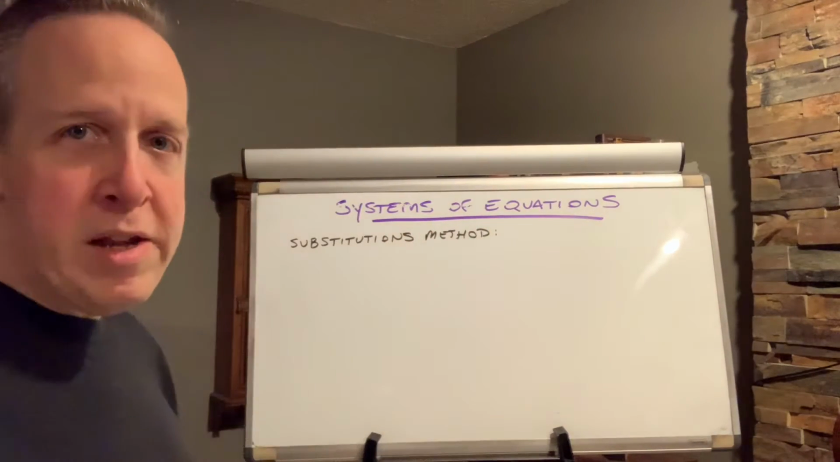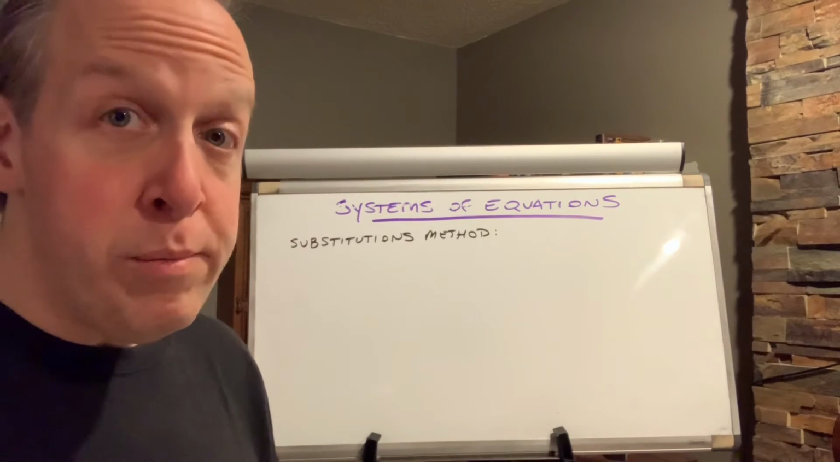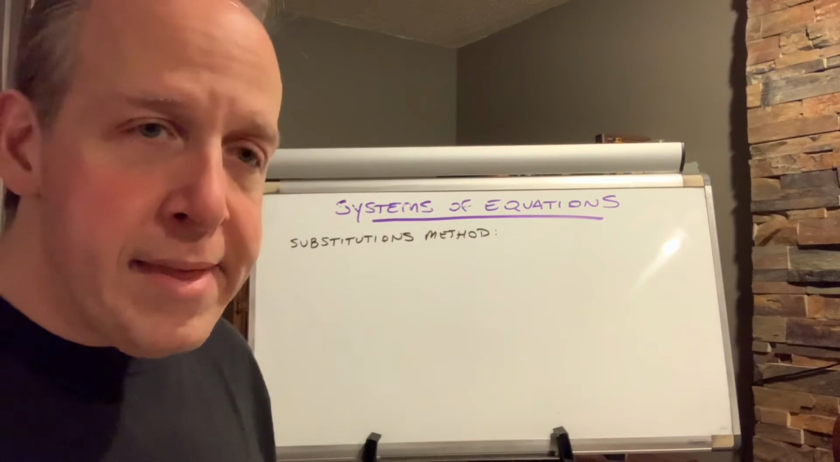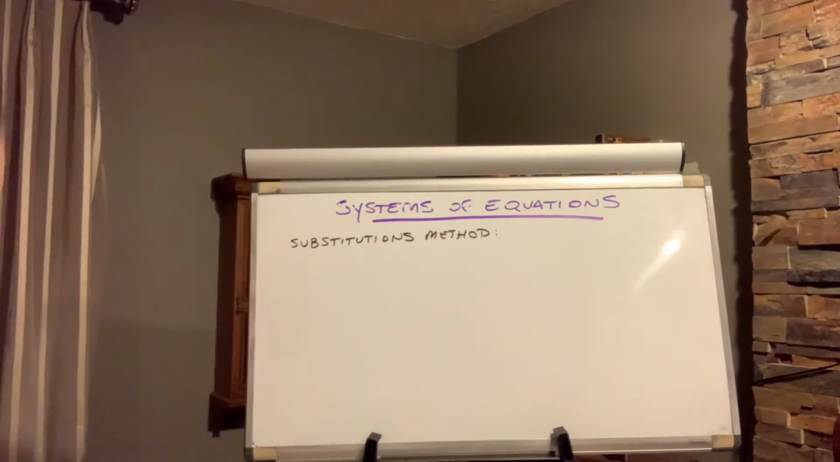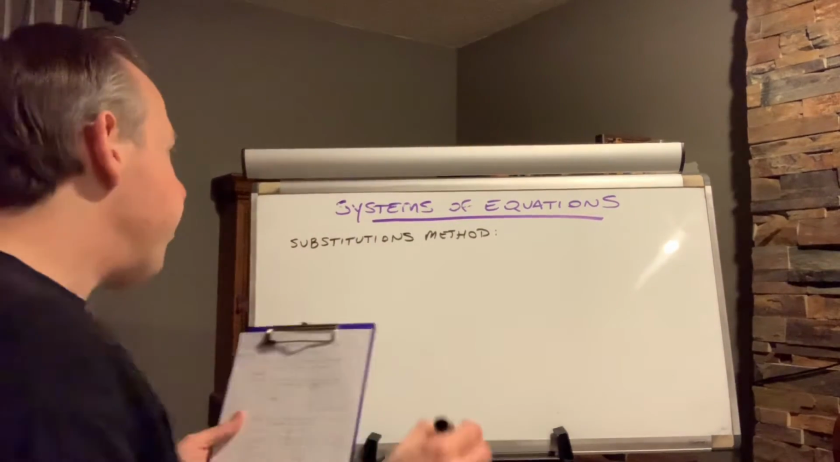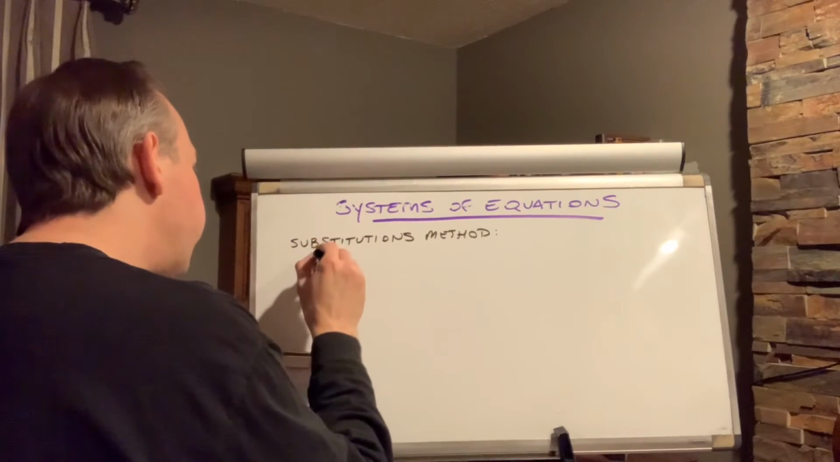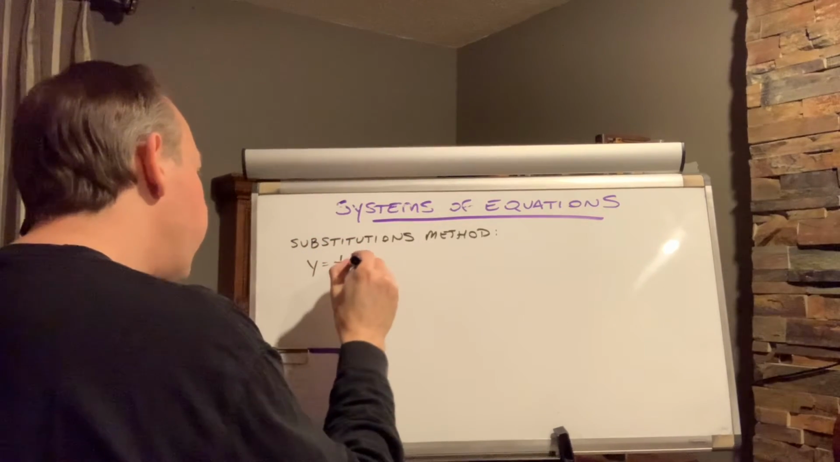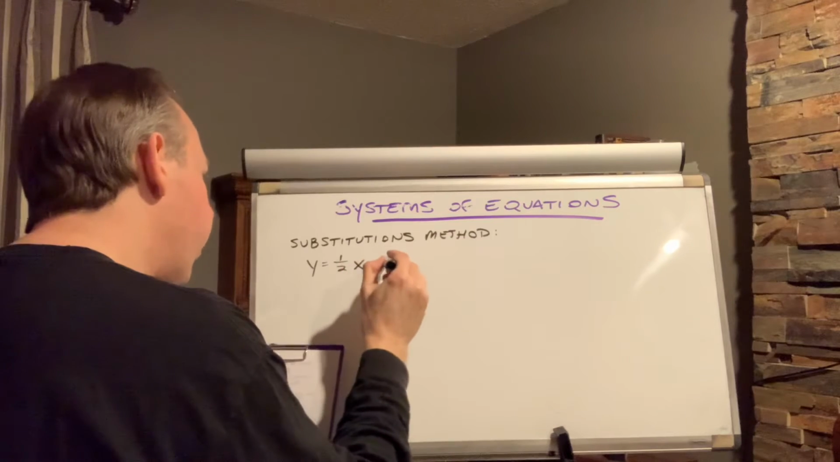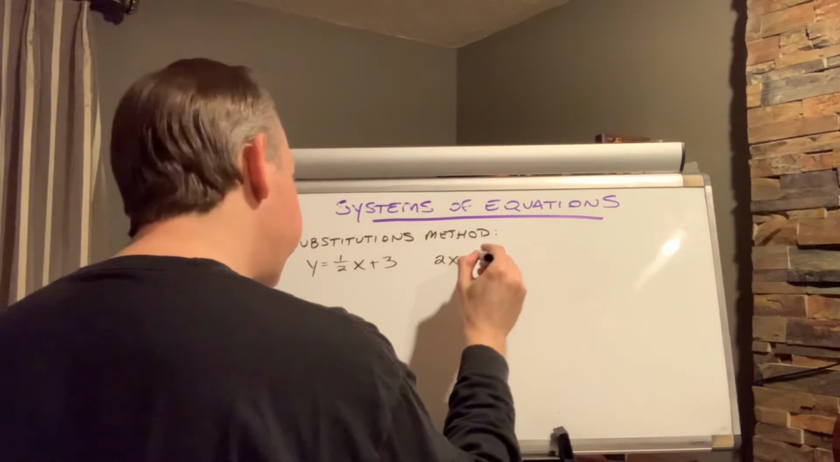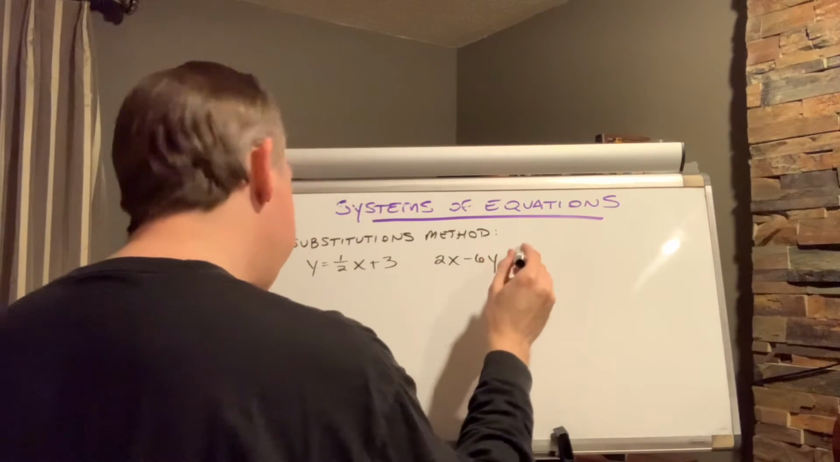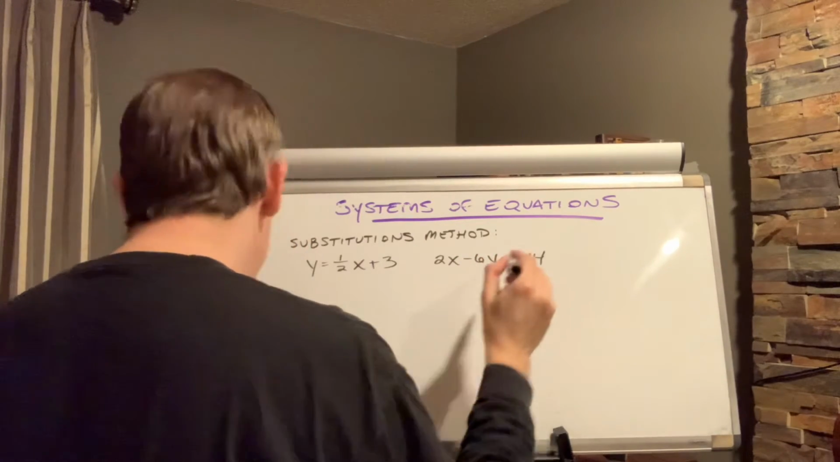Well, to make it nice and simple, you're going to substitute something in place of one of the variables so you can solve. Here's an example. We have two equations. y equals 1/2 x plus 4. And also another equation, which isn't even in slope-intercept form, 2x minus 6y equals -14.